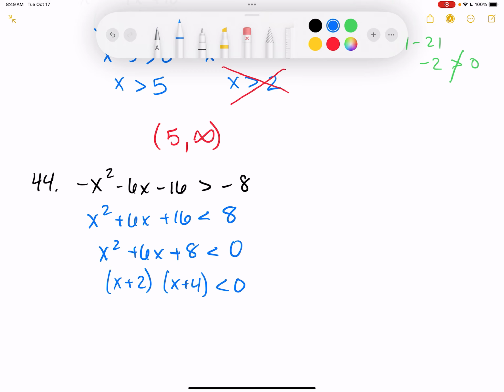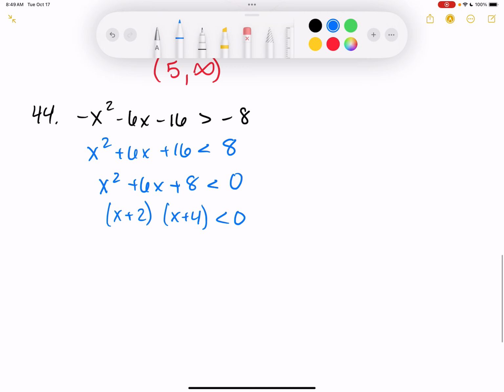So now each piece is less than 0, so x plus 2 is less than 0, x plus 4 is less than 0. So x is less than negative 2, x is less than negative 4. So now, again, I need to see which one is basically stricter. So I'm going to choose negative 3 because it's between the two.